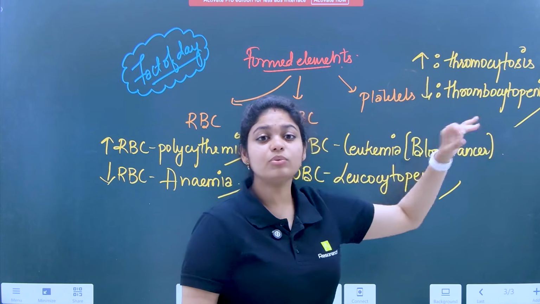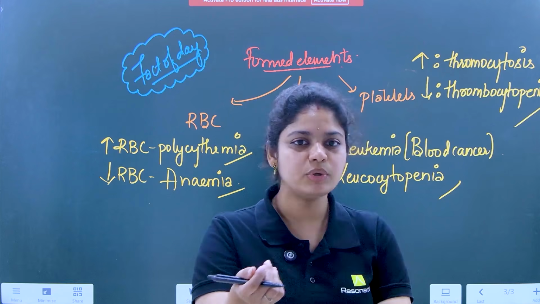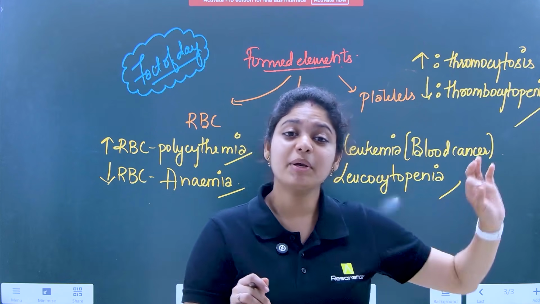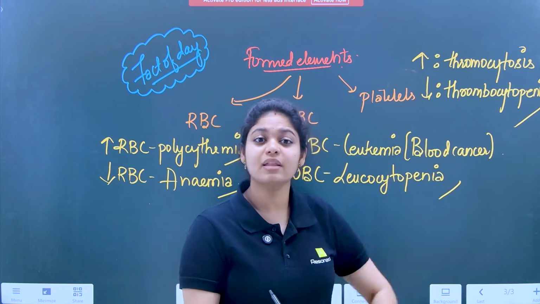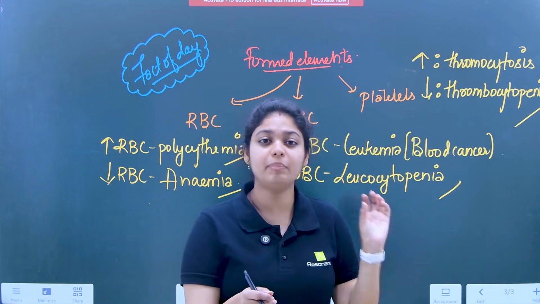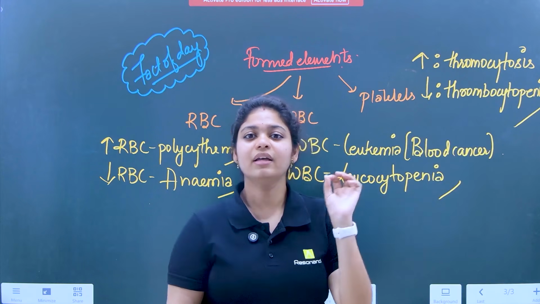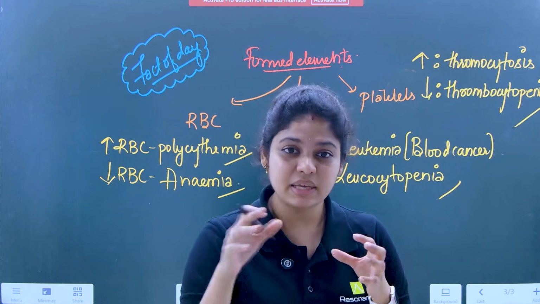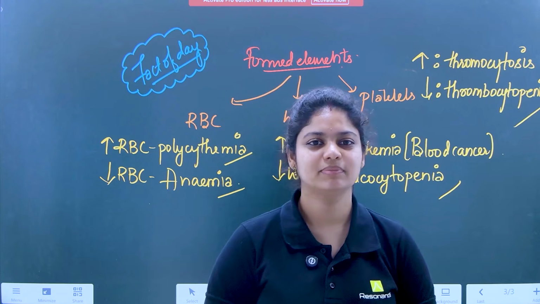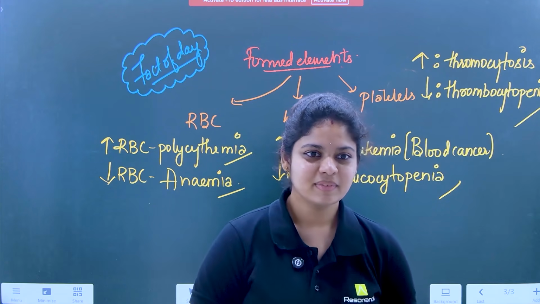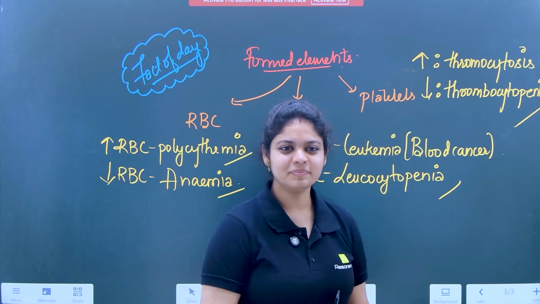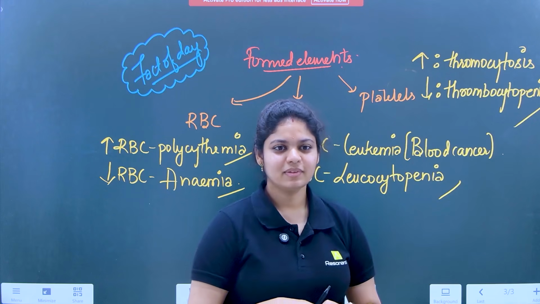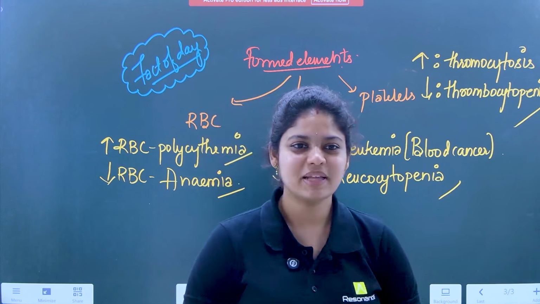If the platelet count decreases, even if you have a wound, it has to clot. But because the platelet count is less, there will be excess loss of blood, bleeding from your body, and the condition is called thrombocytopenia because it will delay the formation of clot. Is it clear? Are the terms clear? Yes.